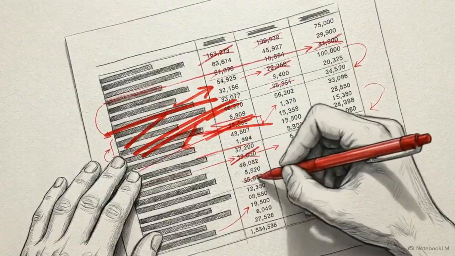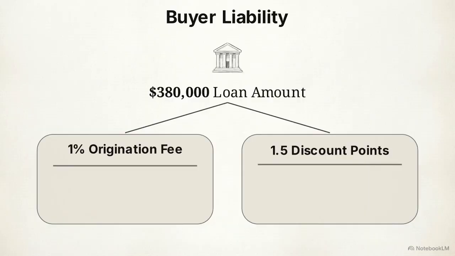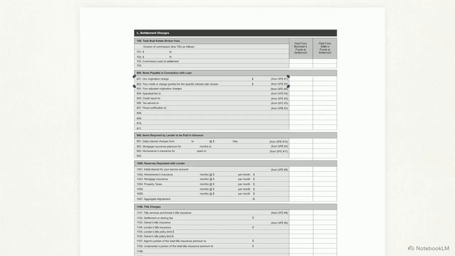overhead. Switching to the buyer's side, the lender charges a 1% origination fee and 1.5 points. These percentages are based strictly on the $380,000 loan amount, giving us $3,800 for origination and $5,700 for the points. Returning to the settlement sheet, we record these loan procurement charges on lines 801 and 802. This time, they are placed in the buyer's column on the left.